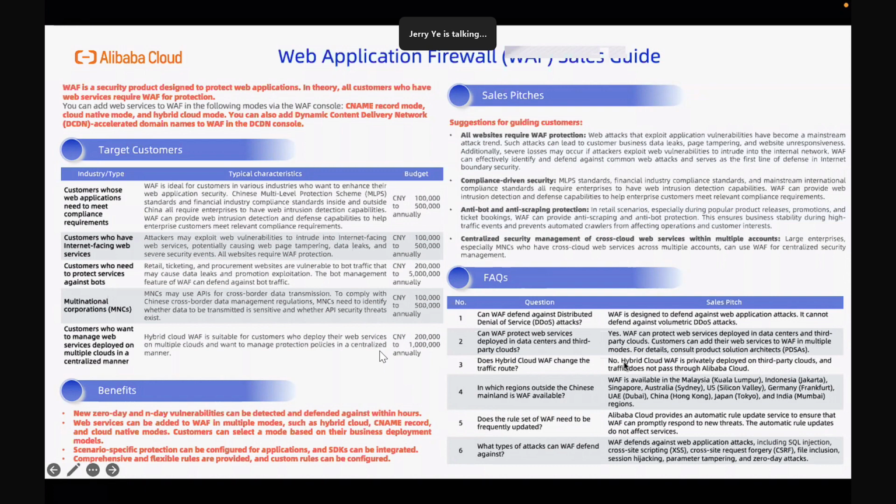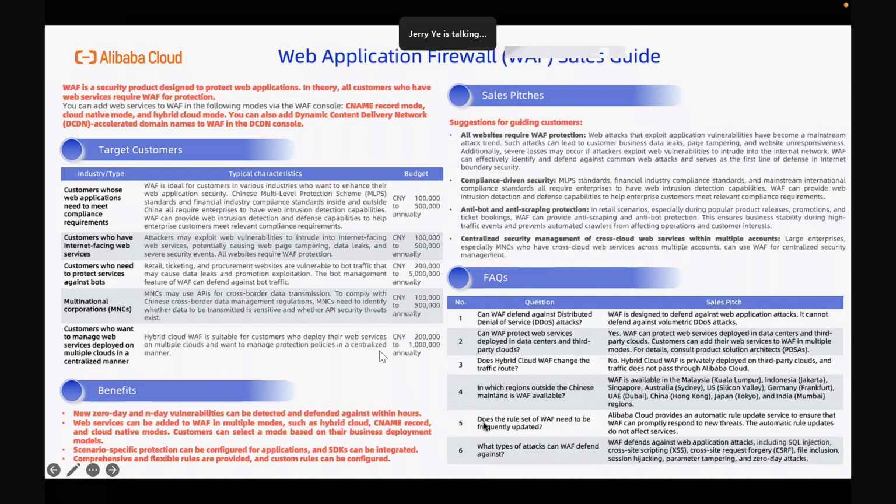No, since hybrid cloud WAF is privately deployed on third-party clouds, and the traffic does not pass through Alibaba Cloud. The next one is, in which regions outside Chinese mainland is WAF available? Then you can check the web console. You can check the official documentations.